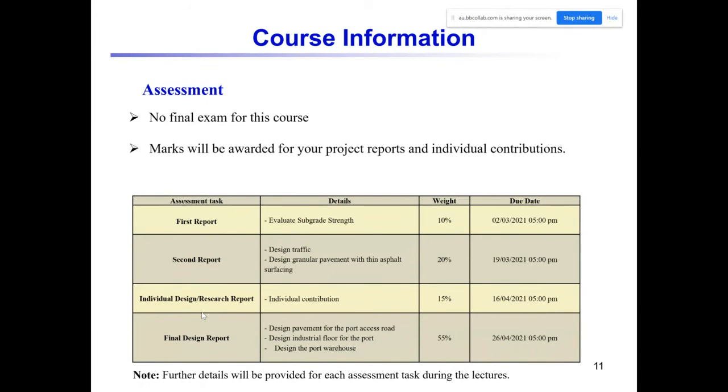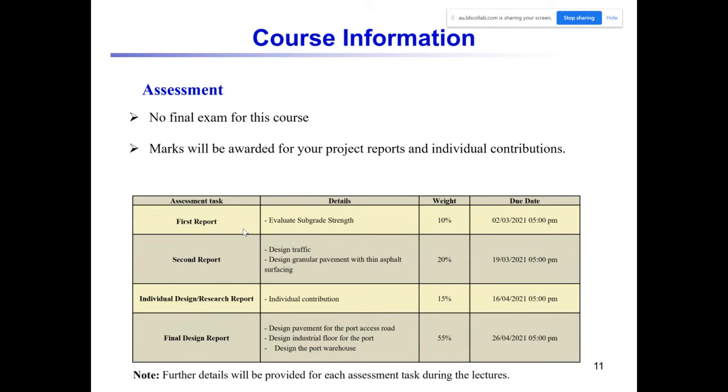How many pages are you expecting for each report? I will give you the details for each of the assessments later during the lectures. For example, for the first one, the page limit is 5. So I will go through Moodle now and explain more details about this one. What is the individual contribution about? I will explain it just in a minute.